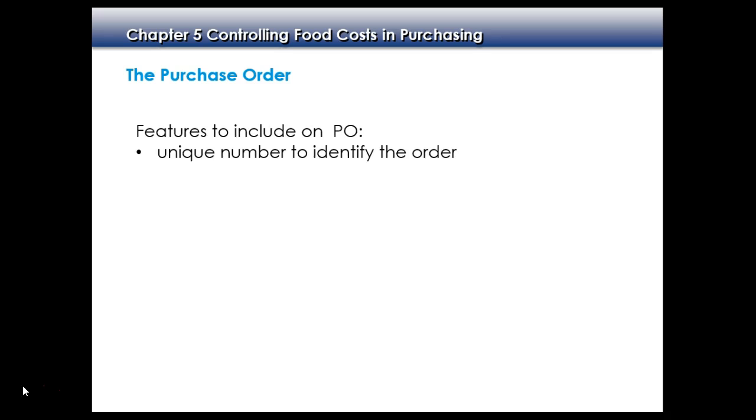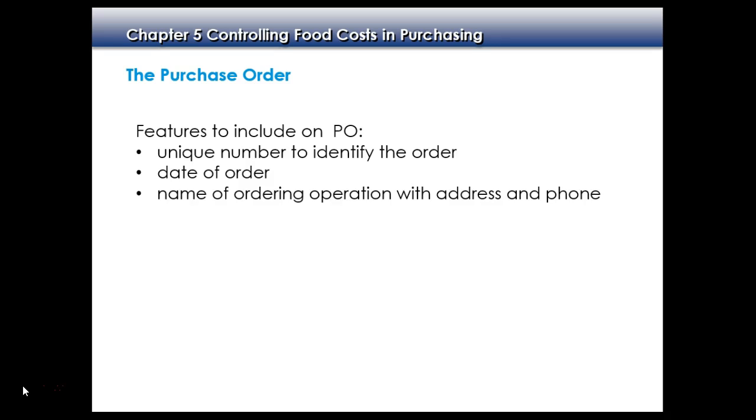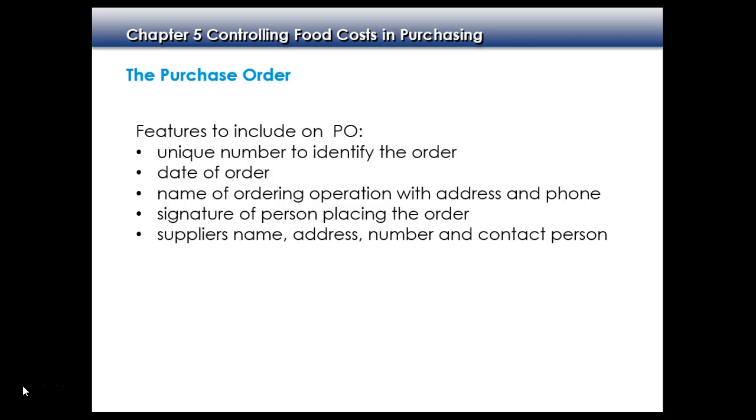So some things you want to look for on the purchase order. It's going to have a unique number to identify it. You can have purchase order, the date of the order, name of the operation with its address and phone number, signature of the person placing the order, supplier name, address and phone number, maybe even your rep's name, date of delivery, terms of payment.